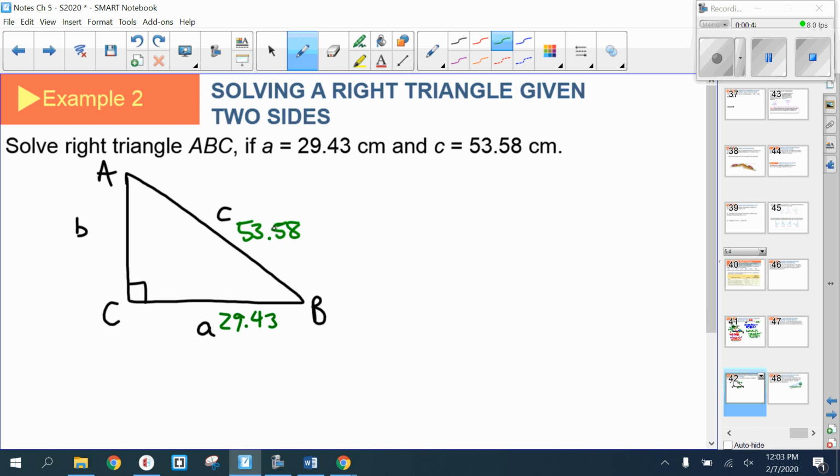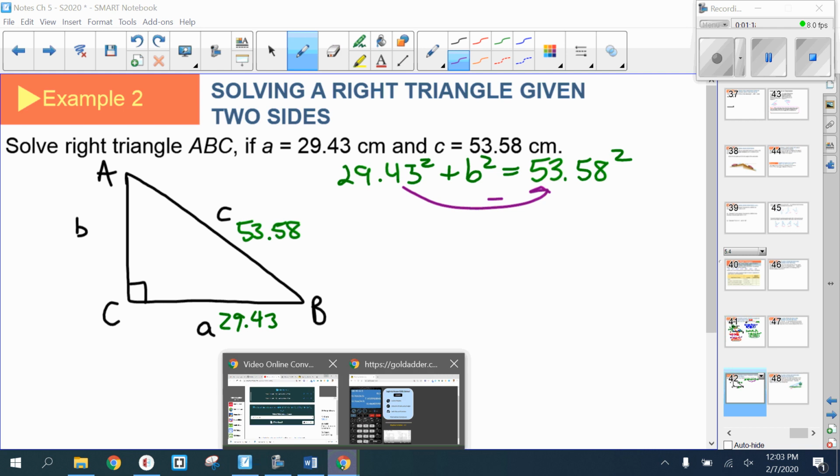So I see two sides. I should be able to do Pythagorean theorem there for the third. Okay, so a squared plus b squared equals c squared. We can do 29.43 squared plus b squared equals 53.58 squared. Straight Pythagorean theorem. All right, so subtract this over. I'm going to kind of skip over something real quick.